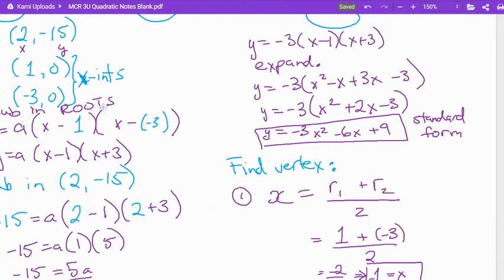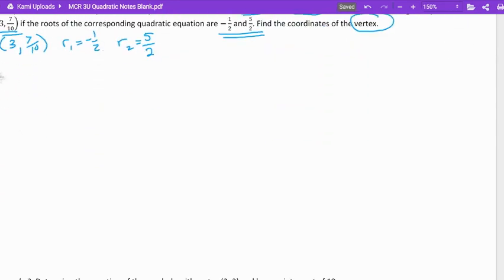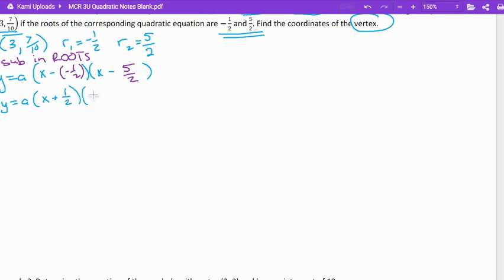Okay, so step 1, if I look back, what was my first step? Well, it was to sub in the roots into factored form. So I've got y equals a(x minus something)(x minus something), right? So we have to sub in roots. My roots are -1/2 and 5/2. And so this negative becomes positive. So I go (x + 1/2)(x - 5/2).